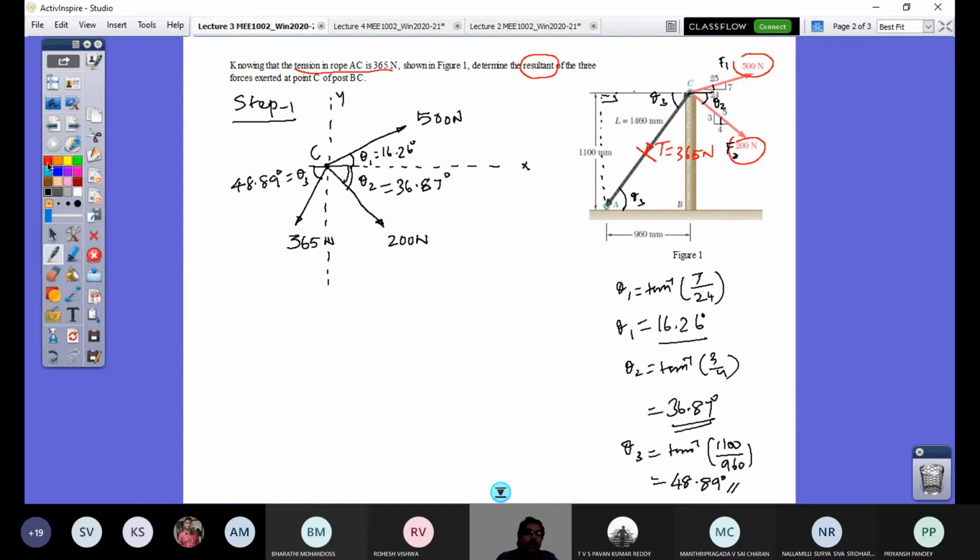So how do you resolve? Why is it called a resolution? I'm going to resolve these forces like this. You take the first force, and I'm projecting it on this axis and on this axis. So I will have its component along the x-axis and its component along the y-axis. Similarly, I can take the next force, project this on the x-axis and project this on the y-axis.